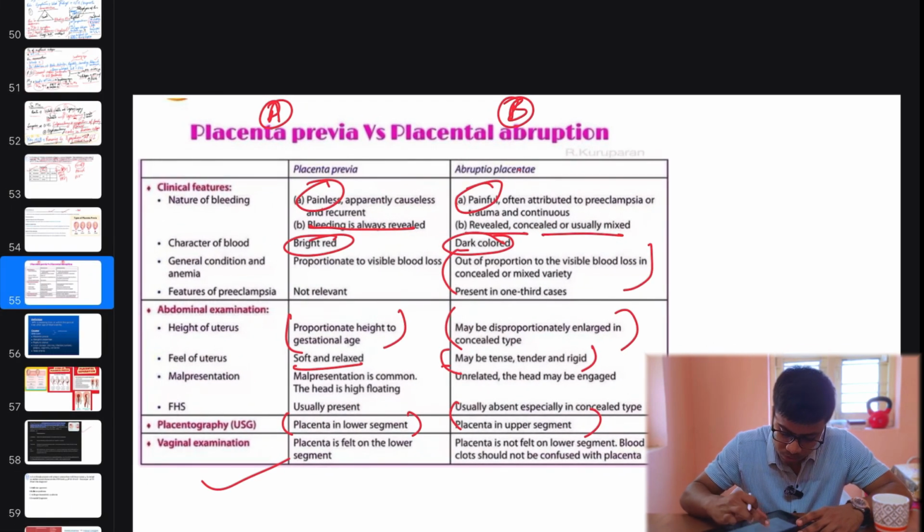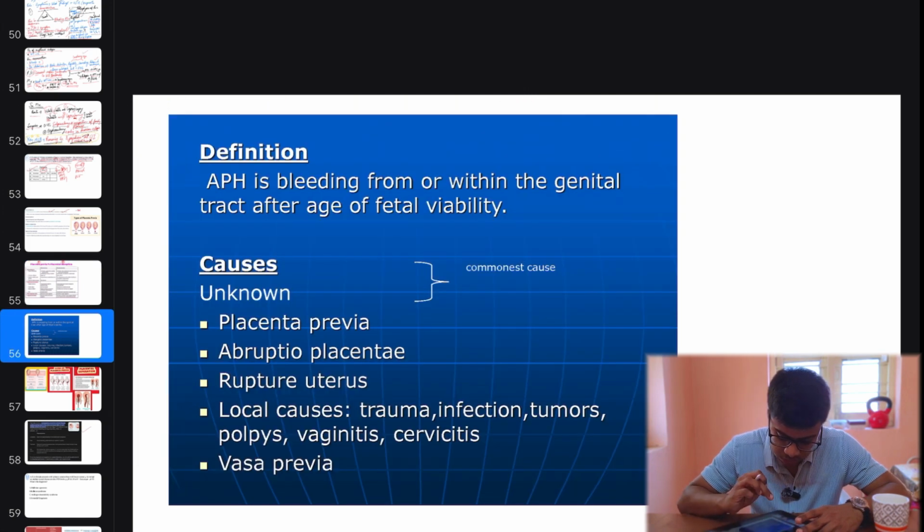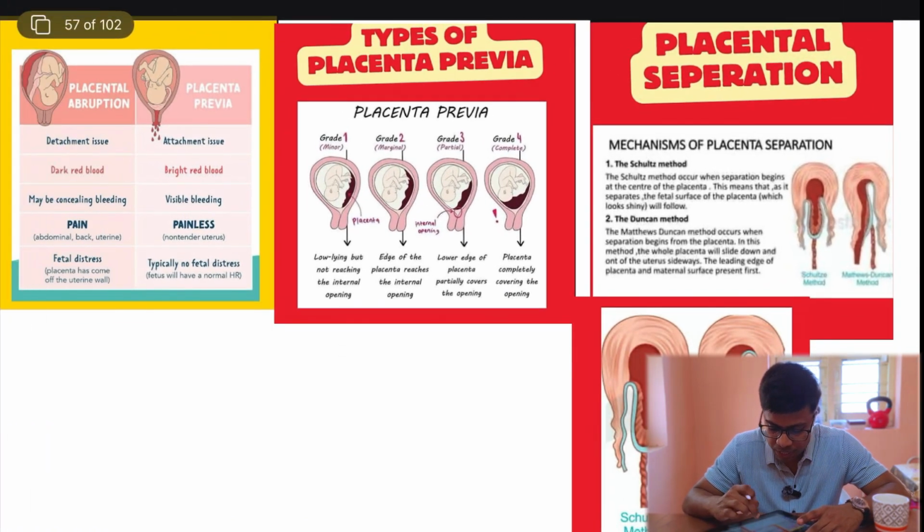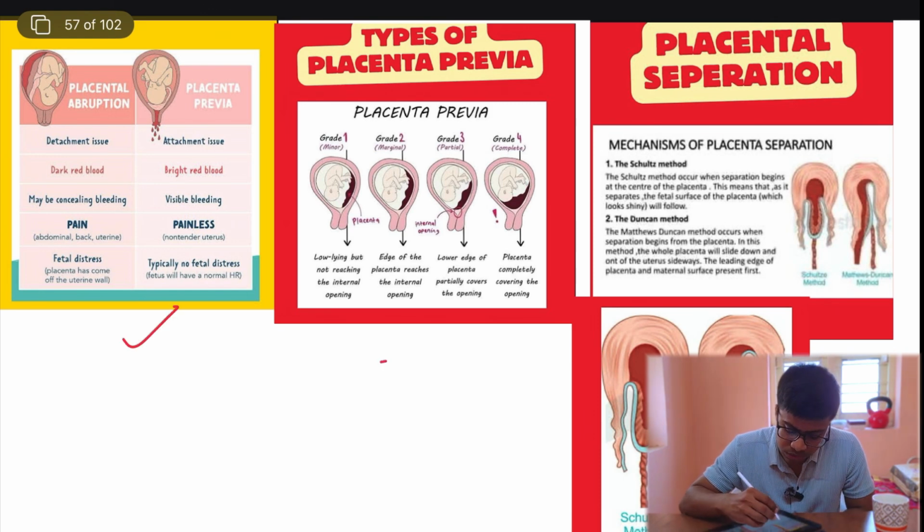Apart from that, I'm giving some easier things. So this is the slide you should learn and see: APH, placenta previa, APH. This is my Insta feed, and it's very easy. Even if you don't remember the other stuff like the differential diagnosis I have made before, if you learn this slide, it's easy for you.